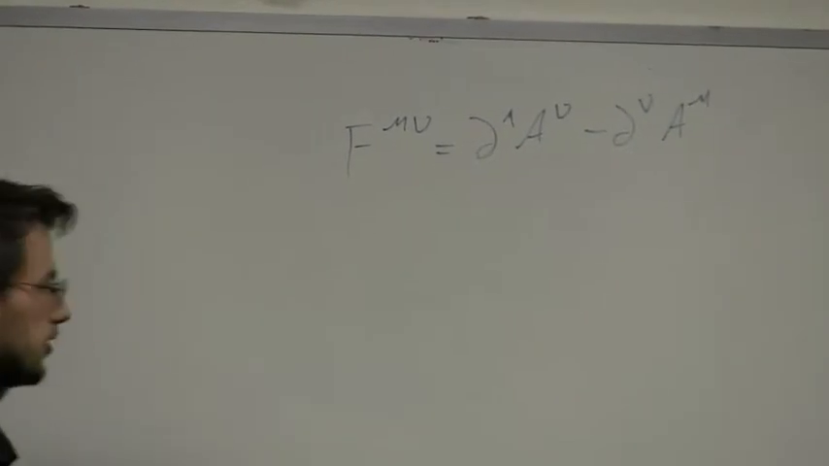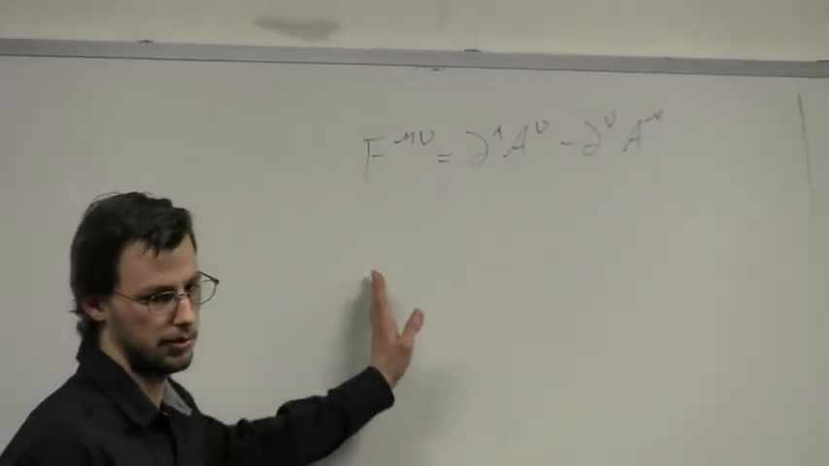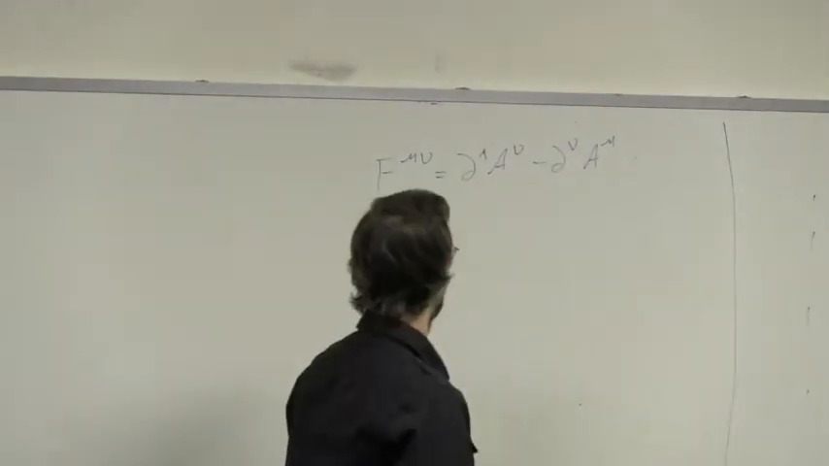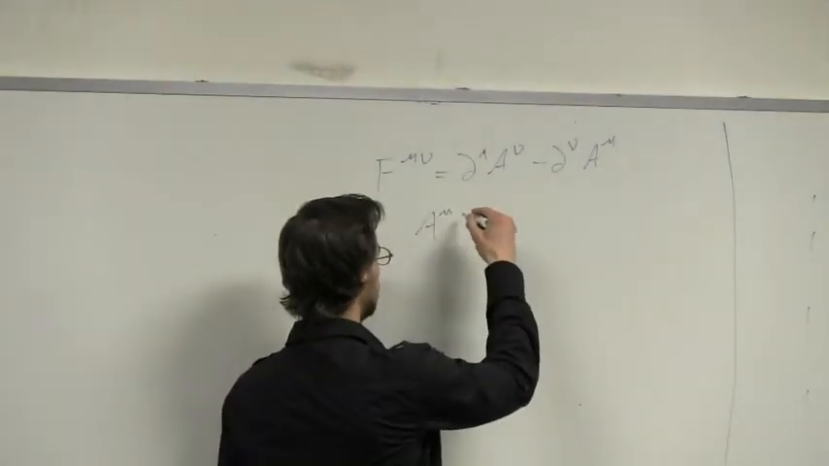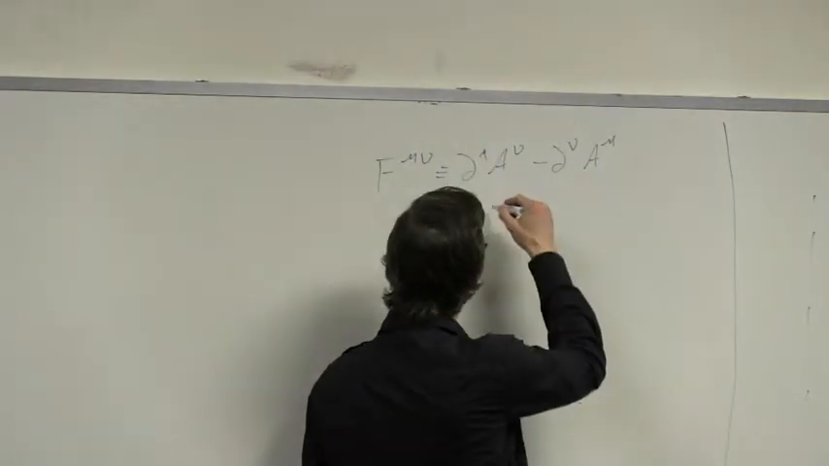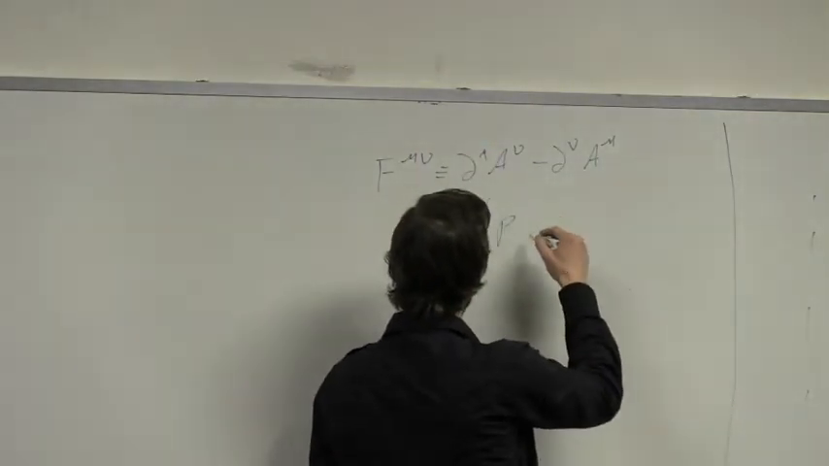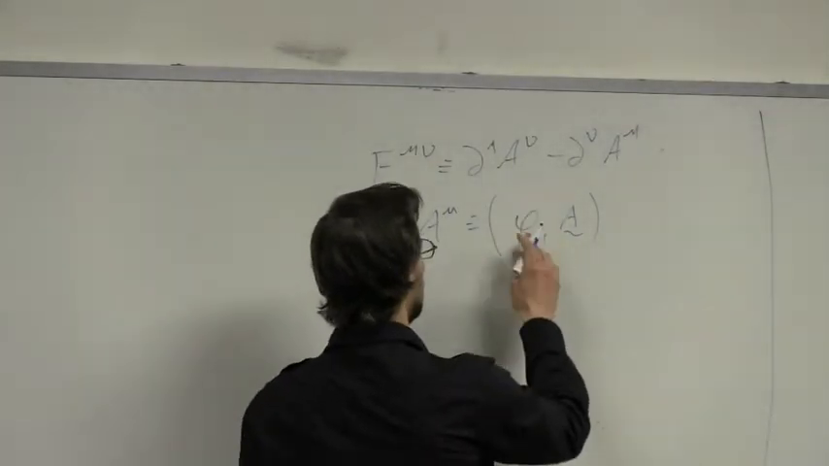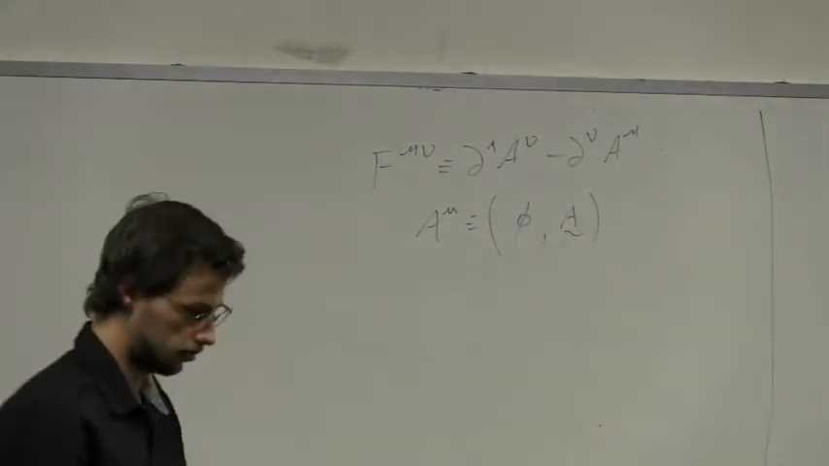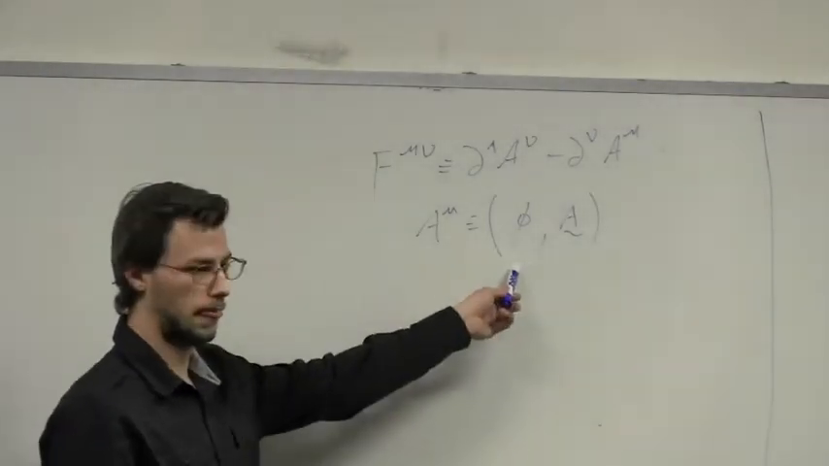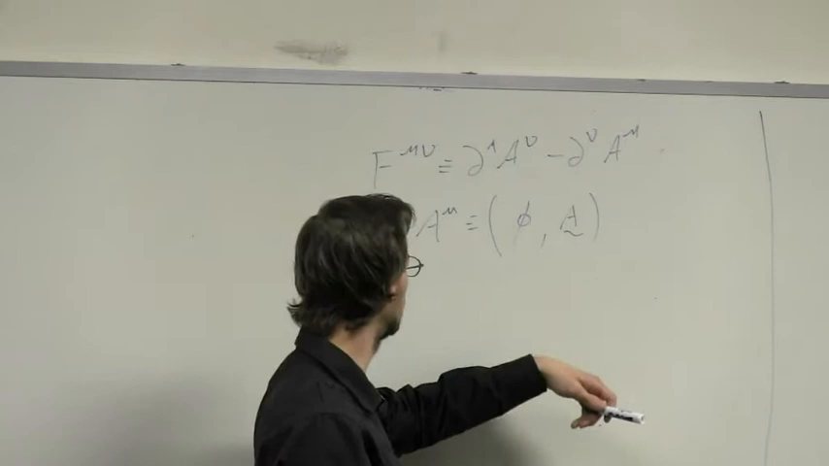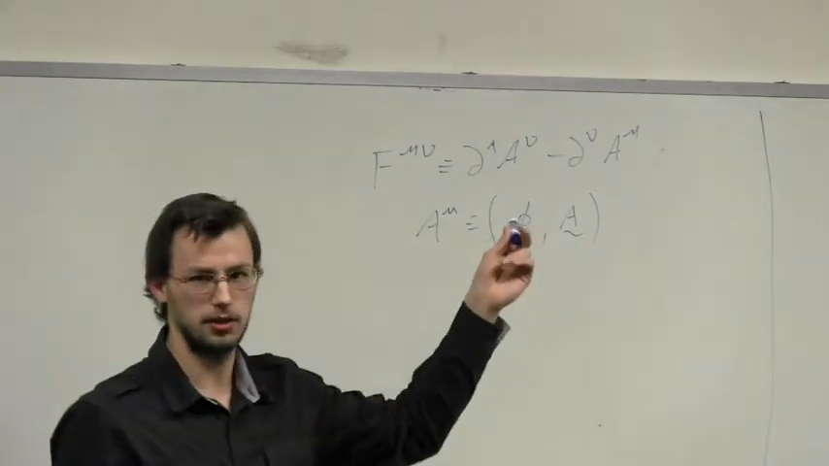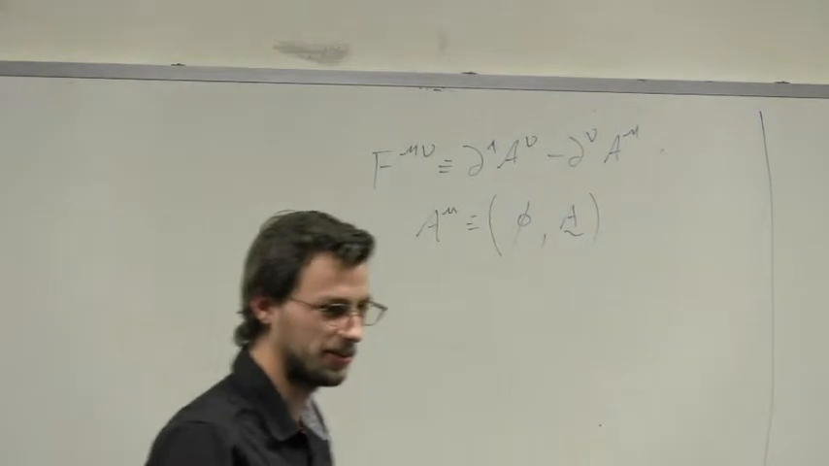So I already showed you what partial mu was. That was the four-vector of the time derivative and nabla space derivatives. And then A mu, the four-vector, is phi and A. So phi is your electric potential, V sometimes, but phi is a better letter. And then A is your magnetic potential. I don't know if you've all seen this, but I would hope so.